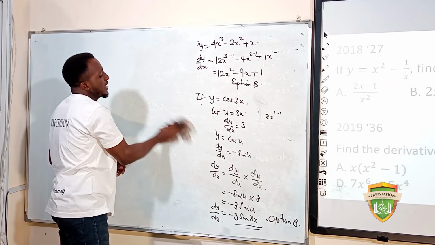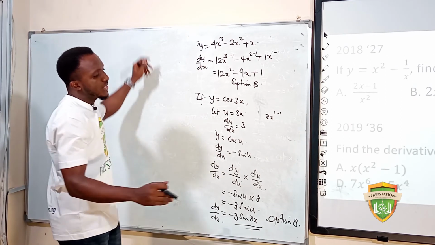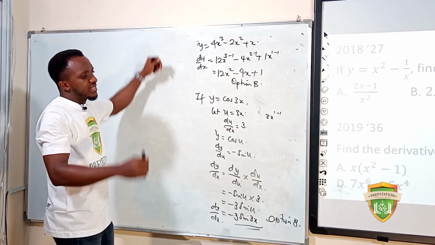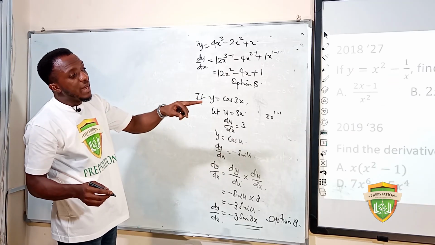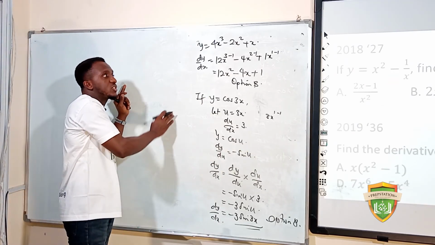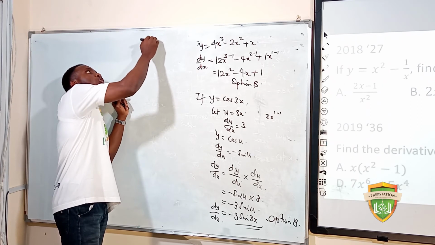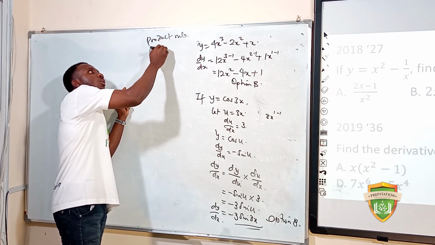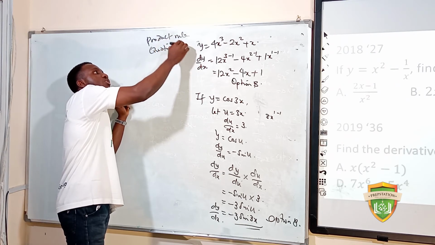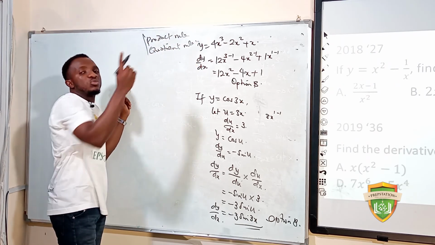Now, many people get to this question and they're like, how do I solve a question like this? x to the power 7 minus x to the power 5 over x to the power 4. What do I do there? Now, it's very simple. There are two ways of solving that question, which I'll teach you. I just put something on the board. There's what we call product rule and quotient rule. Okay, but I just put the rules on the board. Explain them in just 1 minute.